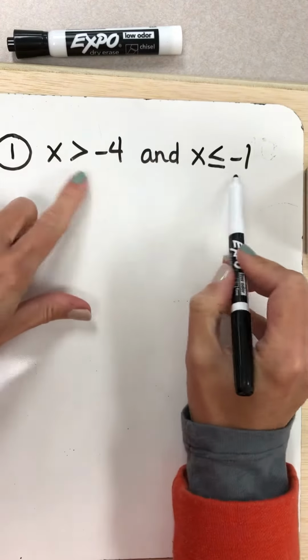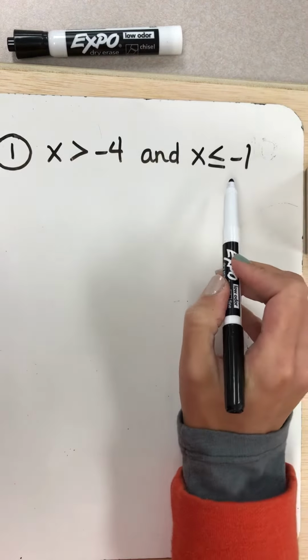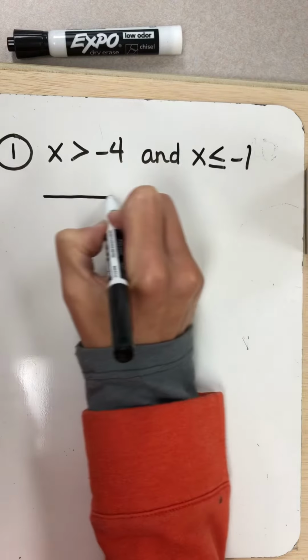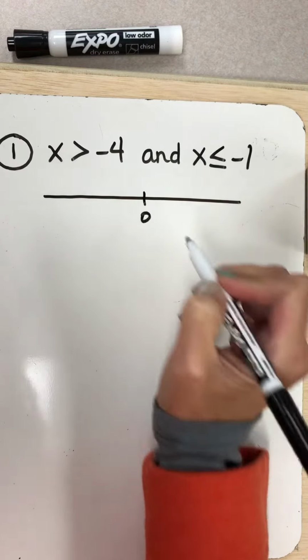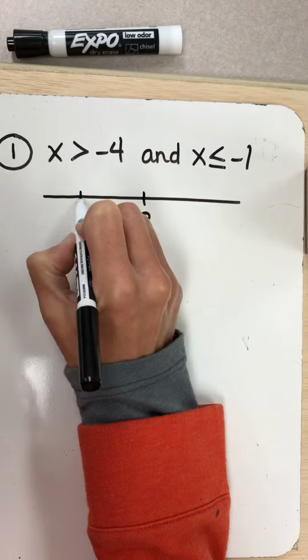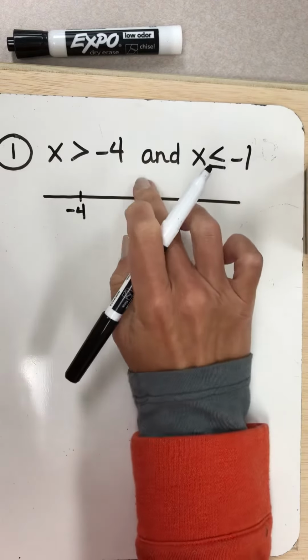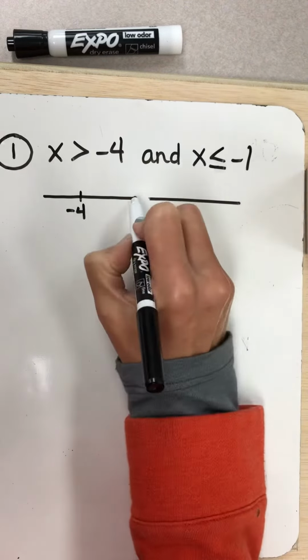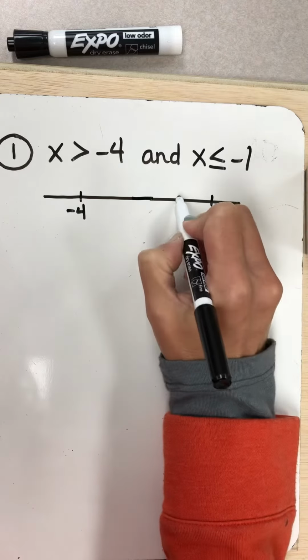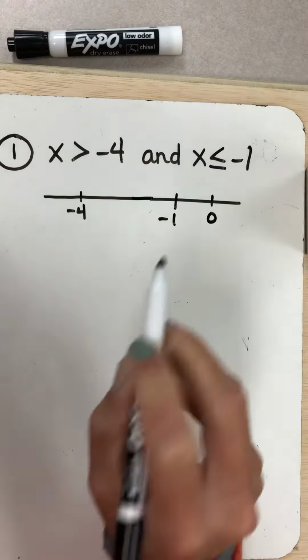Well, I don't really have anything to solve for either of these, which is nice. So I'm just going to go to my number line. I'm going to make one, and I need to go to -4. I'm just going to make this a little bit bigger. I'm going to put 0 over here and -1 here.